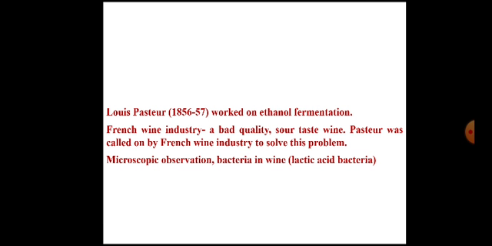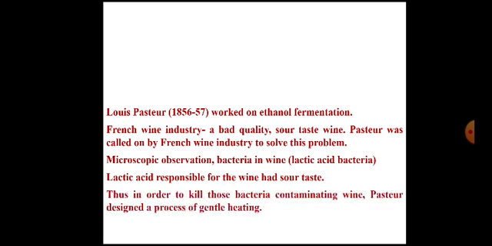These bacteria he identified as lactic acid bacteria. That means these bacteria were producers of lactic acid, which is an organic acid. So he concluded that these lactic acid bacteria are responsible for the production of lactic acid, and this lactic acid turns the taste of the wine sour. After finding the cause behind the production of sour wine, he looked for the solution. In order to kill these bacteria in the wine, he designed a process of gentle heating.